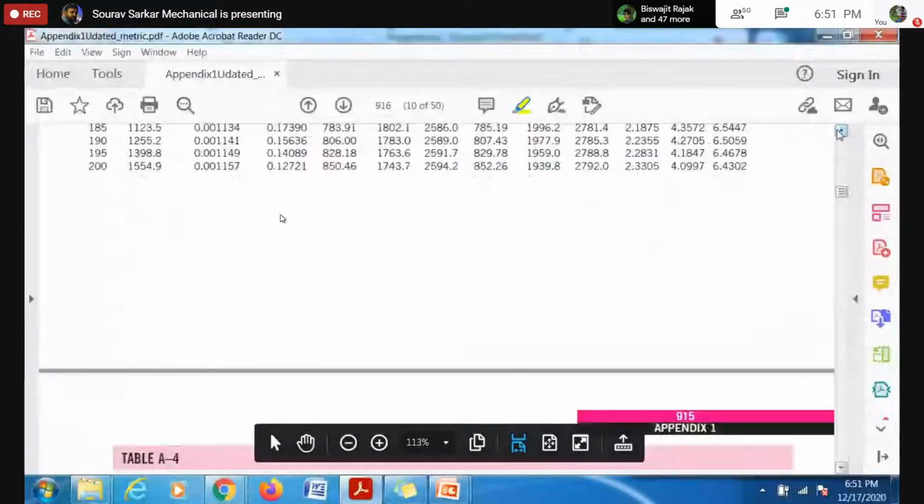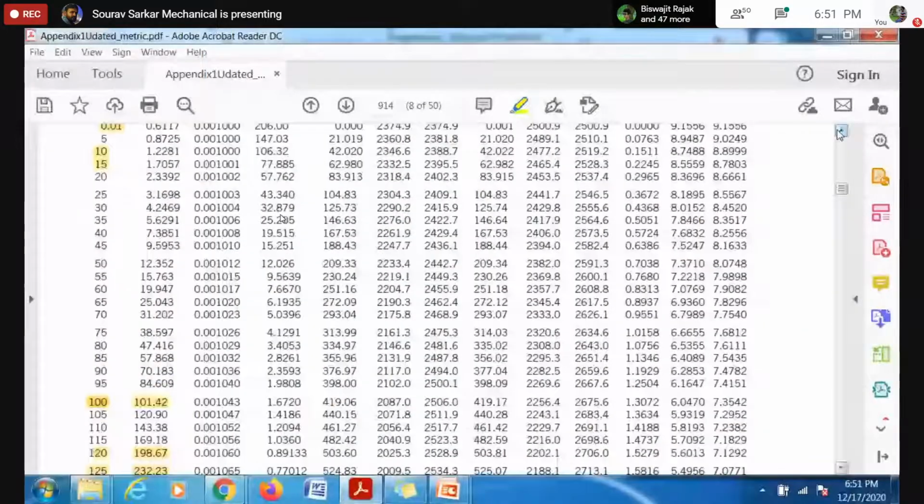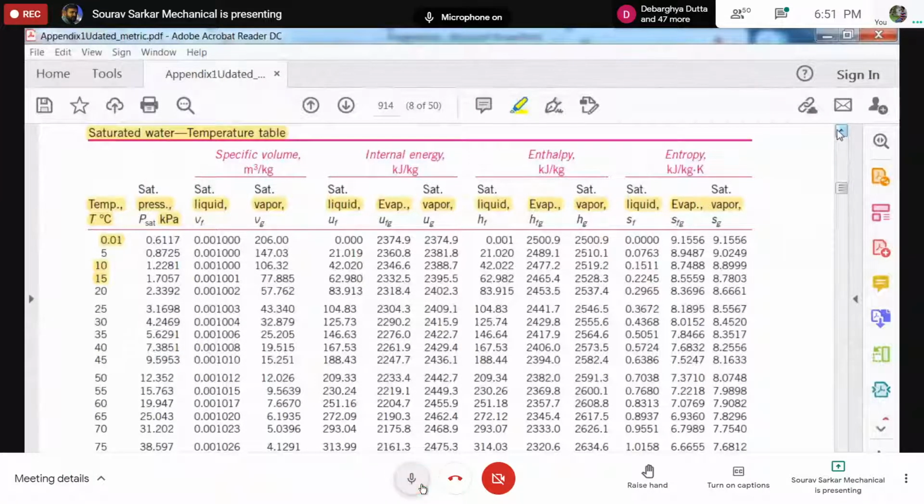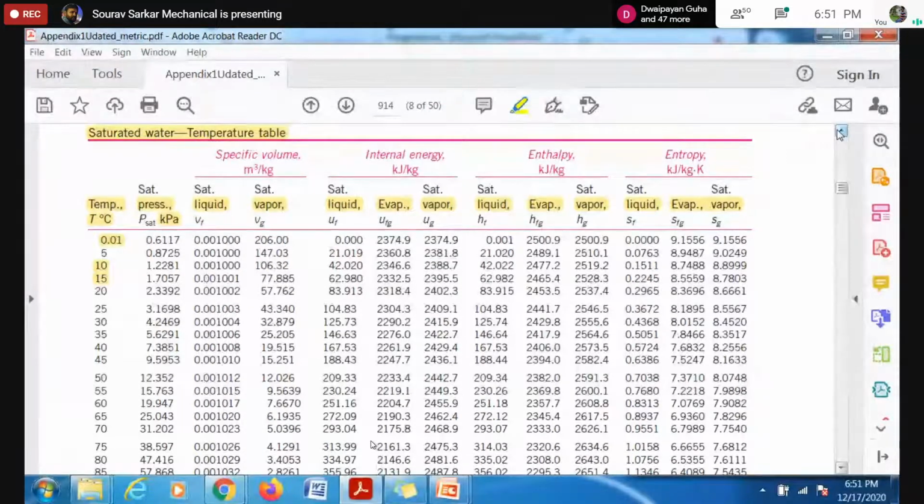Is that right? Do you have any doubt from the first two columns? Yeah, perfectly. Exactly.